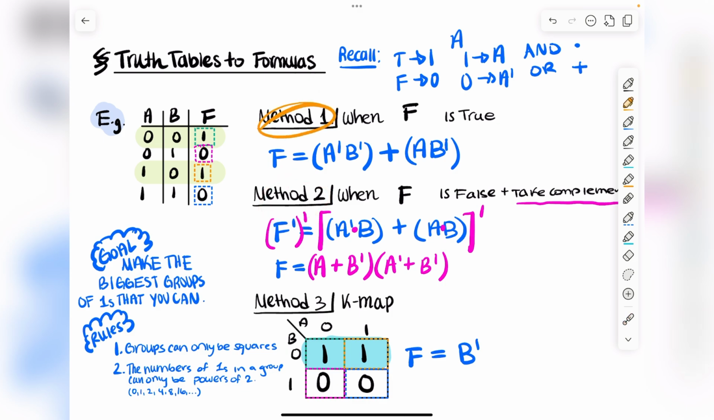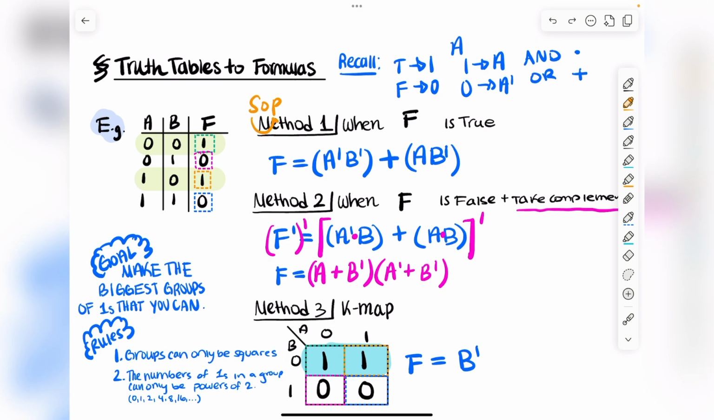So the name of method 1 is the sum of products, because the formula is literally the sum of products of things being multiplied together. The name of method 2, remember method 2 is the opposite. Here we found all the cases when f is true. Here we find all the cases when f is false. So the name of the method is literally the opposite as well. You're just switching the letters. So it's the product of sums. You just switched S and P because you literally see the product of sums of things being added together. And then obviously this is called the KMAP method.